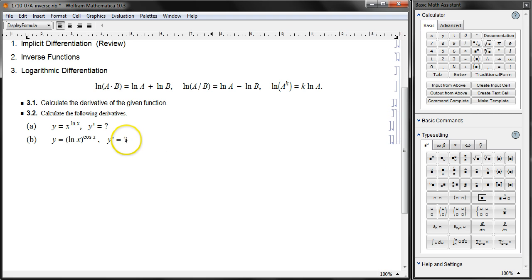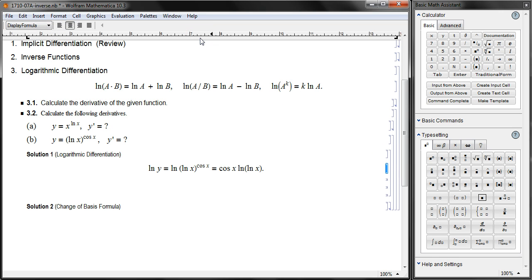Here's another problem. How do you handle that? Well, the same way. Take the log of both sides, and then bring this cosine up front. So you have cosine of x times log of x. See, this log was there before. That one is a new logarithm.